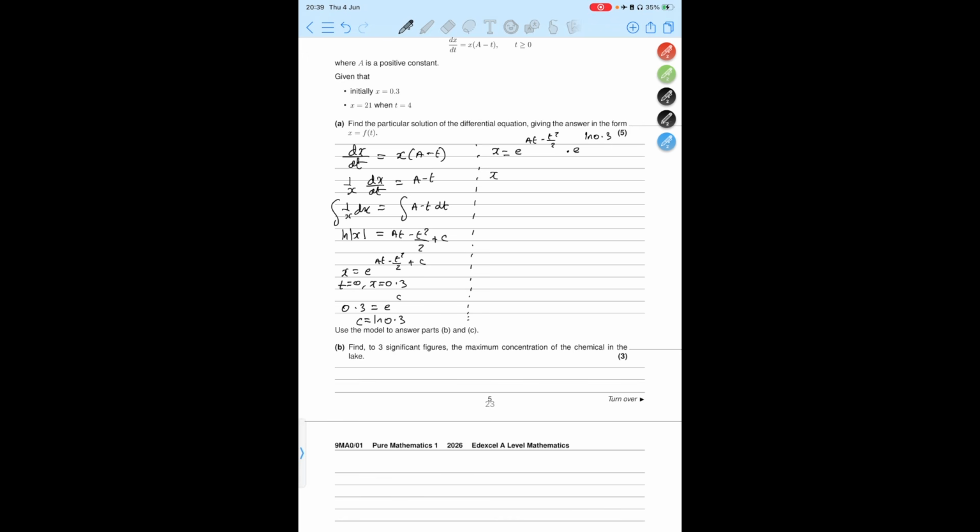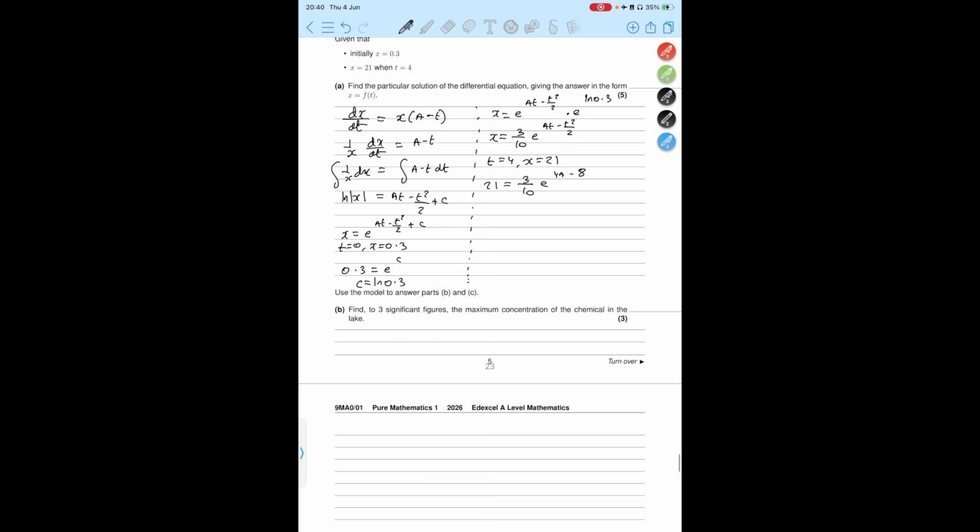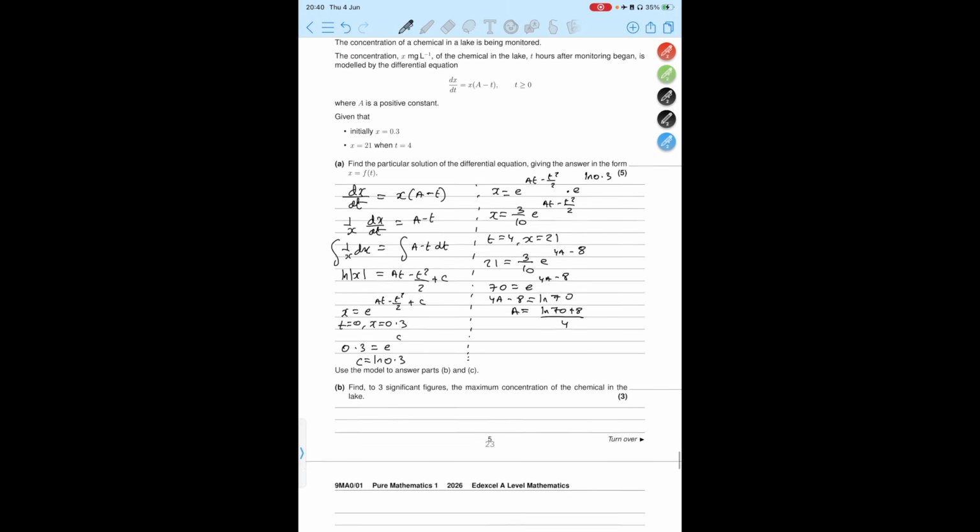So that means I can write this as x equals 3 over 10 e to the at minus t squared over 2. So now let's sub in t equals 4, x equals 21. So 21 equals 3 over 10 e to the 4a minus 8. If we multiply by 10 over 3, that gives us 70 equals e to the 4a minus 8. So 4a minus 8 equals ln of 70. So a is ln of 70 plus 8, over 4.